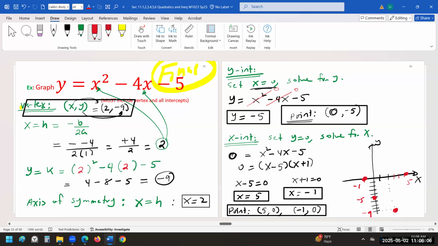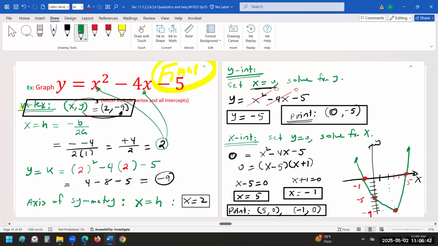So all you have to do now is connect all the dots with the parabola shape. So we got this, and we got that, and we have our parabola. It's not perfect, but we have the parabola shape. Any questions? Say that. Here? Here?